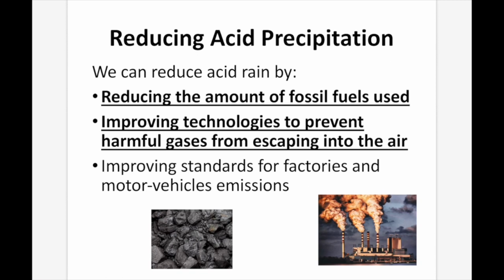So how do we reduce acid precipitation? Well, we can reduce it by reducing the amount of fossil fuels used, using alternative fuel sources like biomass, like solar, like wind, improving technologies to prevent the harmful gases from escaping into the air, and improving standards for factories and motor vehicle emissions. And that concludes our lesson on biomass and fossil fuels.